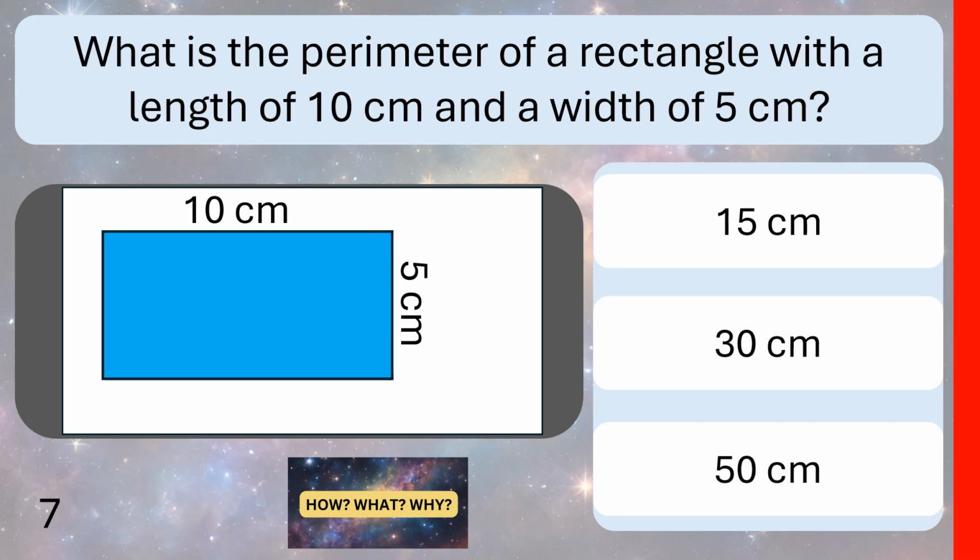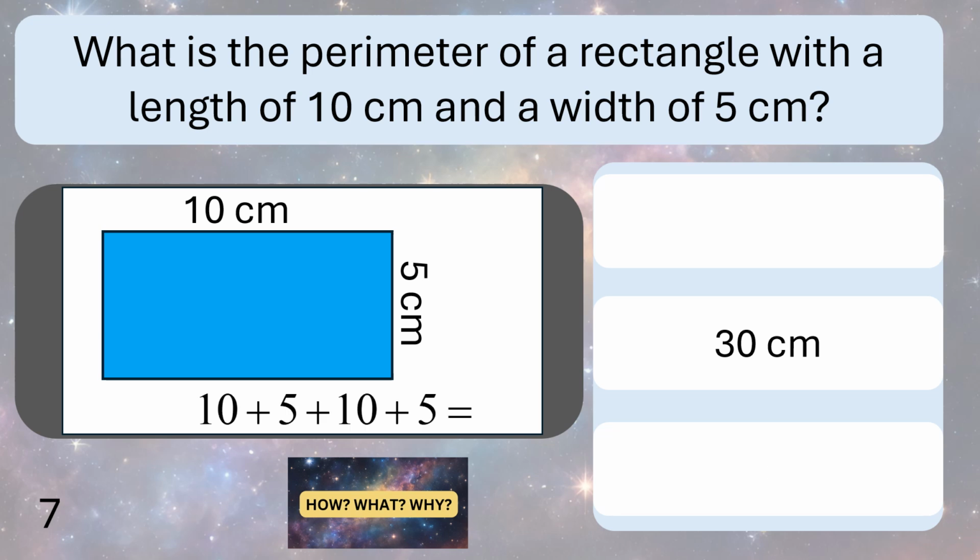What is the perimeter, for question 7, of a rectangle that has a length of 10 centimeters and a width of 5 centimeters? So on the left hand side, here is our rectangle. Is the answer 15, 30, or 50? 15 centimeters, 30 centimeters, or 50 centimeters? Of course, the answer here is 30 centimeters because 10 for the top side plus 5 on the right plus 10 on the bottom and 5 on the left equals 30.